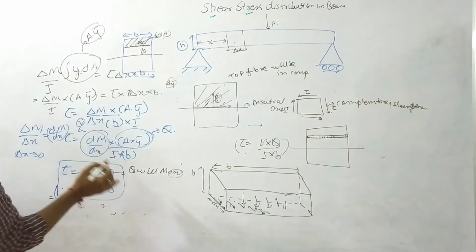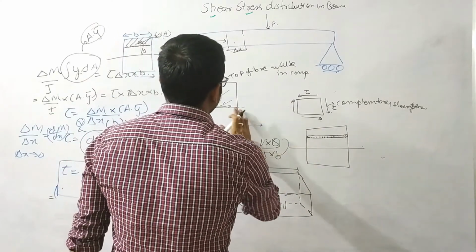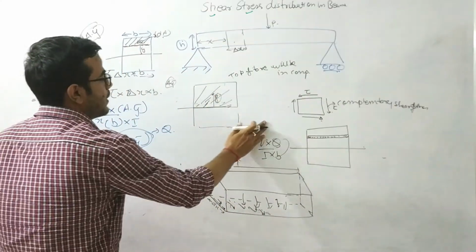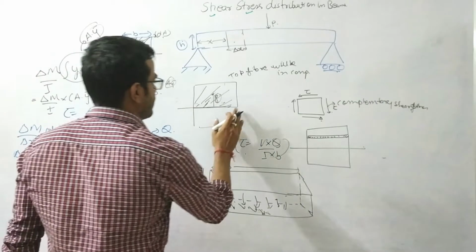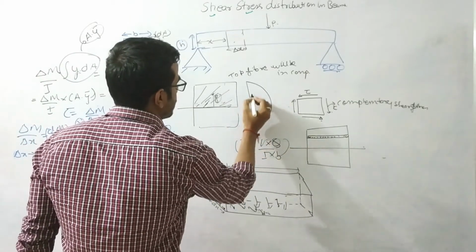So our horizontal shear stress will be maximum at the neutral axis. If the horizontal shear stress is maximum at the neutral axis, our vertical stress will also be maximum at the neutral axis. So generally our vertical stress diagram will look like this.